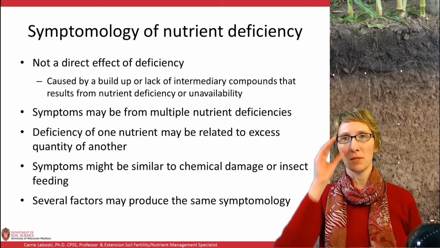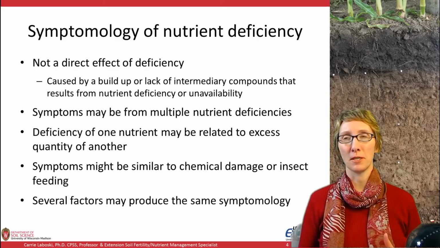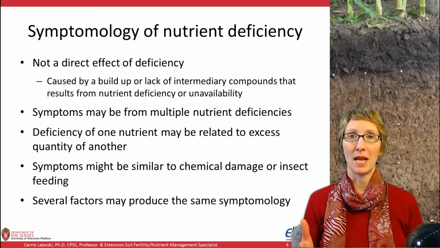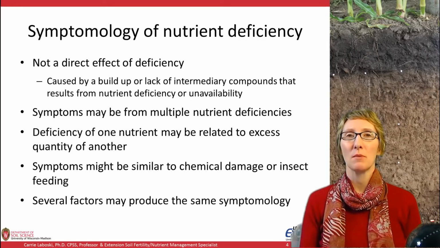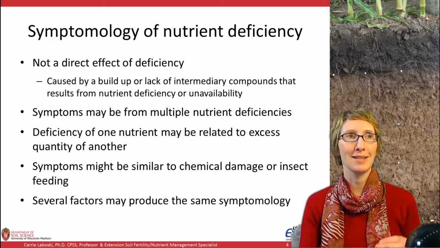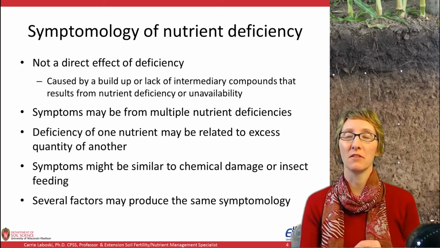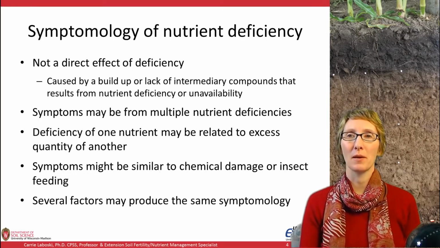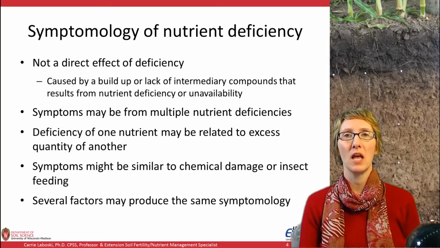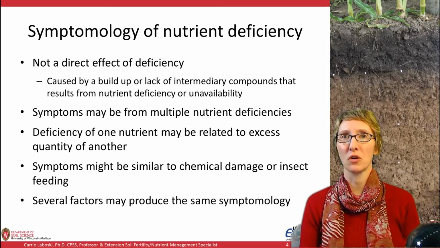Now, there's some symptomologies of nutrient deficiency. For example, potassium. We often see that on the leaf margins as a yellowing. But it's important to keep in mind that the symptomology is not necessarily a direct effect of the deficiency. It's caused by a buildup or lack of intermediary compounds in the biochemical pathways of the plant that results in nutrient deficiencies or unavailability.